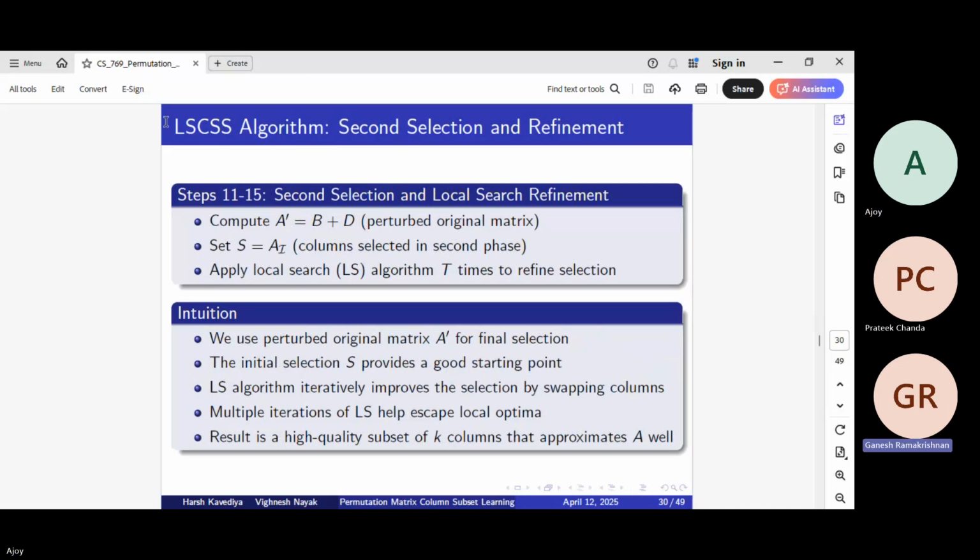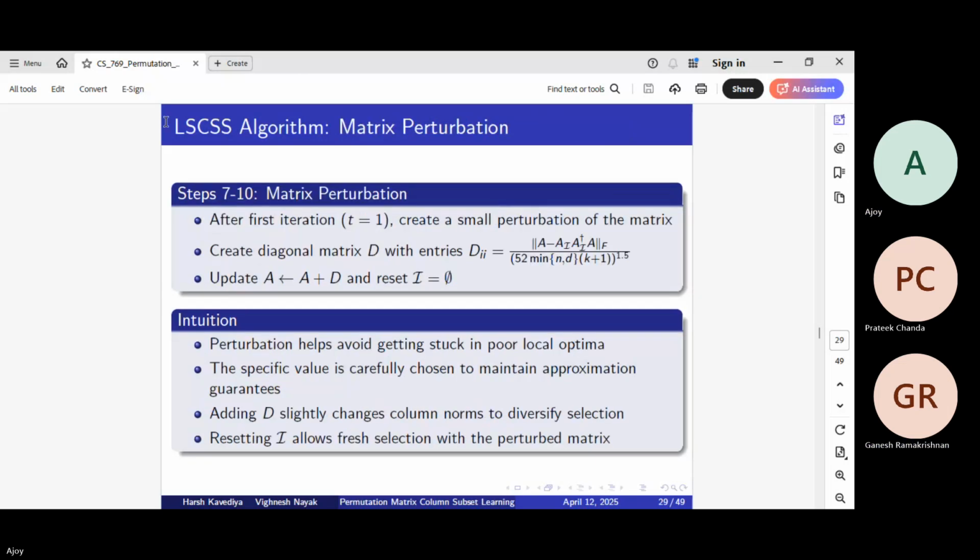Sorry, what is the first phase and second phase? I missed that. You said columns are selected in the second phase. Are there two phases? In the first iteration, you are just adding a perturbation to the original matrix and you aren't selecting anything. Then after that, you keep on selecting columns and minimizing the actual error. Yes, the second phase is the phase we are talking about.